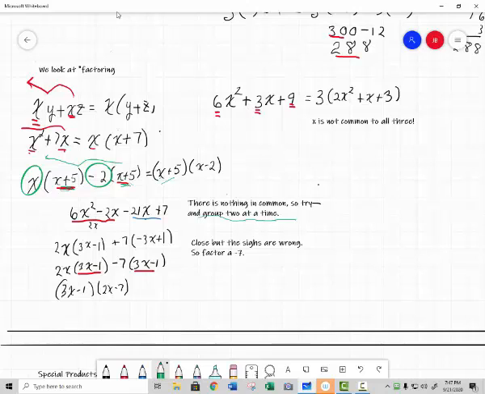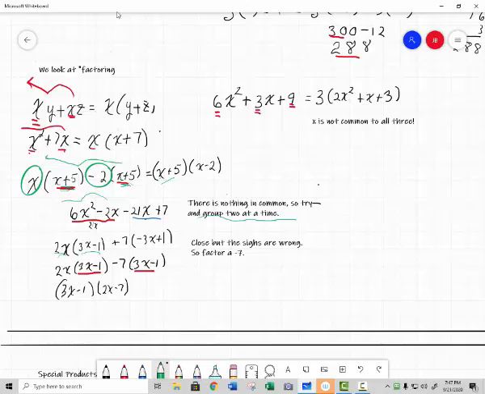Now, in this case, there's nothing common, and I've got 4 terms. So what I would do is group 2 at a time. I'm going to group the first 2 and look at what's common. Well, it looks like 2x is common. So I'll take 2x out of this and end up with 2x times 3x minus 1.